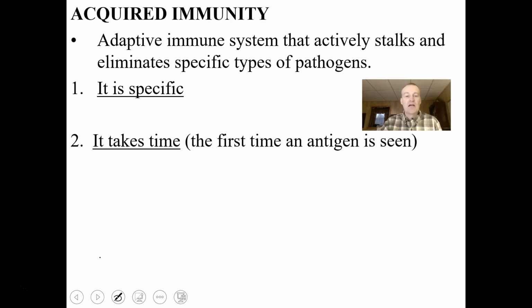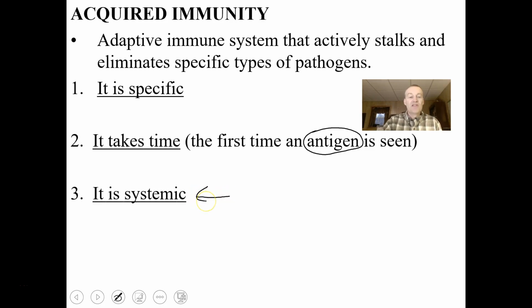So it does take time after you are first exposed to an antigen. An antigen is anything that's a foreign agent to the human body that shouldn't be in the human body. So when the acquired immune system cells first see this thing, it does take some time for them to respond to it. When it does respond to it, though, it's going to be systemic. That means it'll be found all throughout the body and not isolated just in your skin or one portion of your body. And once we're exposed to an antigen, our acquired immune system allows us to have memory of that.